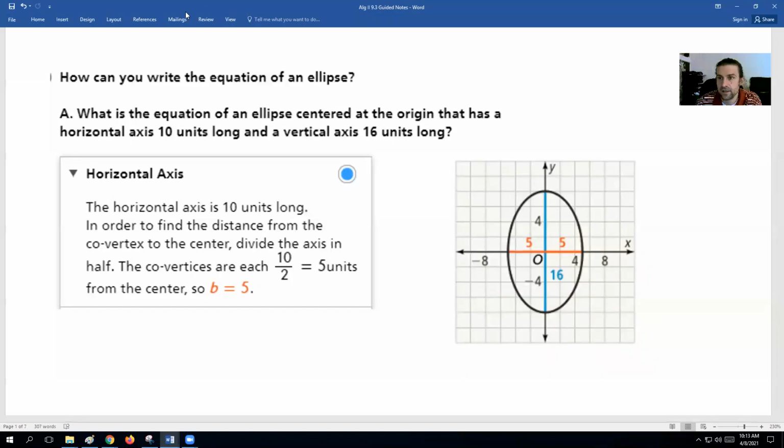Hey guys, it's Mr. Riz here to help you out on the next part of the ellipse work, where we're going to be looking at a graph to see if we can figure out the equation of that ellipse. So the first thing we want to do is locate the center.